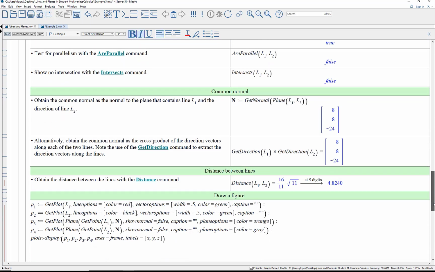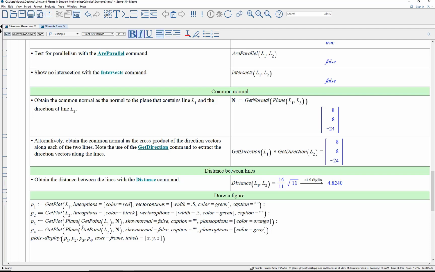And the one thing that you can't do with the context panel, but you can do with commands, is get plot. So get plot, apply to line 1, apply to line 2, apply to one plane, apply to the other plane.